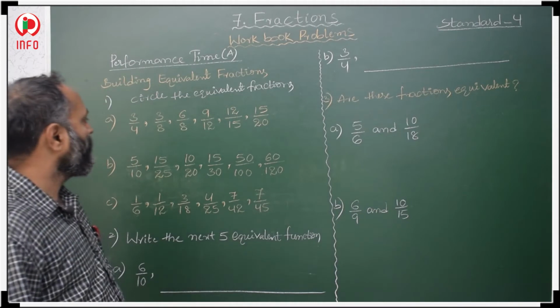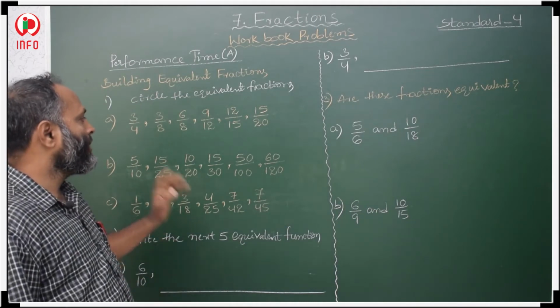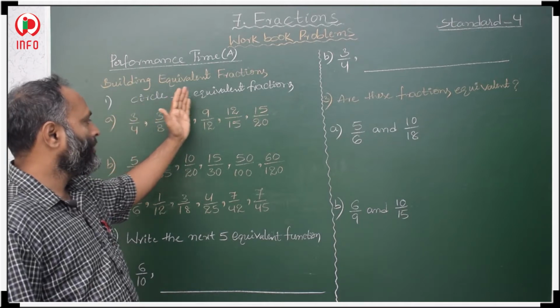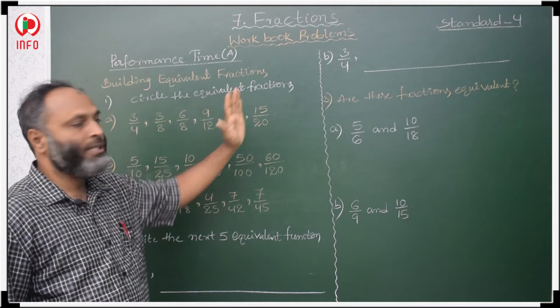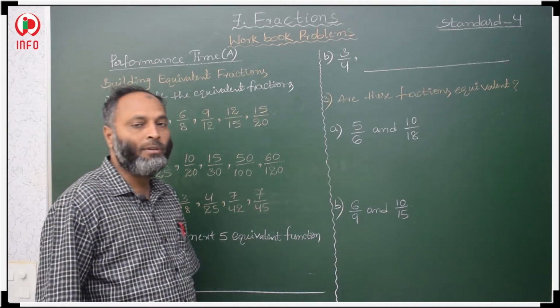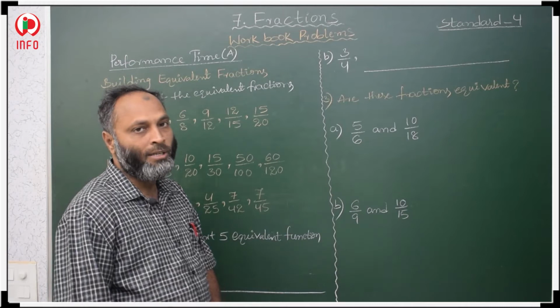See here, how many fractions are given here? Here a total of 6 fractions are given. First, second, third, fourth, fifth and sixth. In these six fractions we have to circle the equivalent fractions.